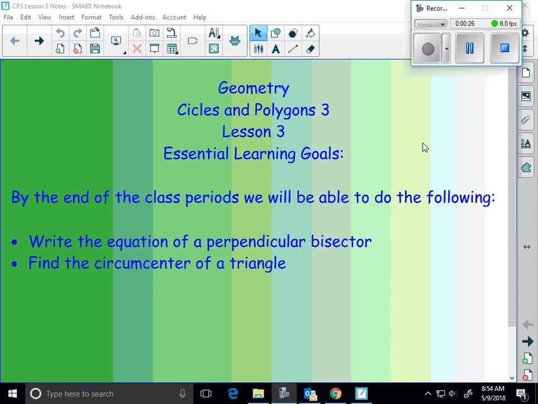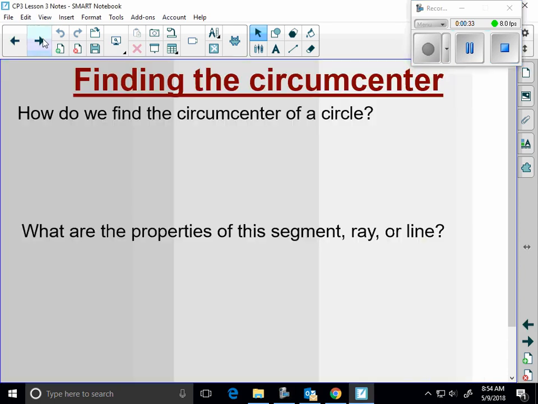All right, so let's do this. Today we're going to write the equation of a perpendicular bisector. That means we're going to write the equation of a line. Okay, and we're going to find the circumcenter of a triangle. So let's get started. How do we find the circumcenter of a circle?